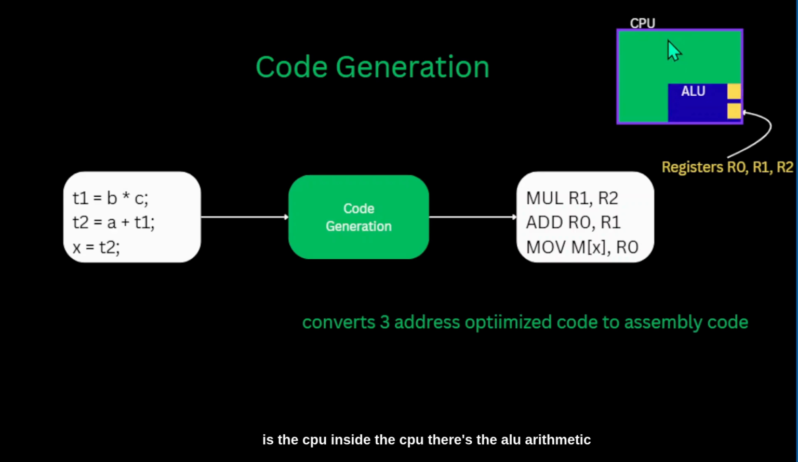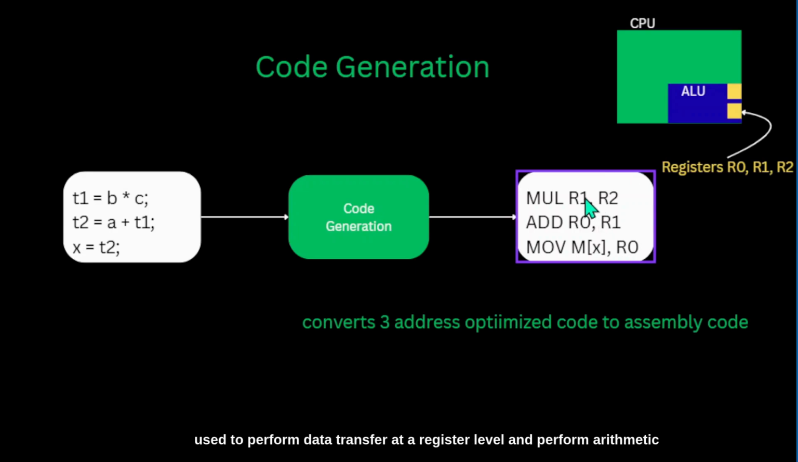This is the CPU. Inside the CPU, there is the ALU, arithmetic and logical unit, inside which there are registers which are used to hold values instantaneously, on which the ALU is performing operations. So momentarily, they hold values. So these are registers. I have named them R0, R1, and R2. And so the assembly code is used to perform data transfer at a register level and perform arithmetic operations at a register level.